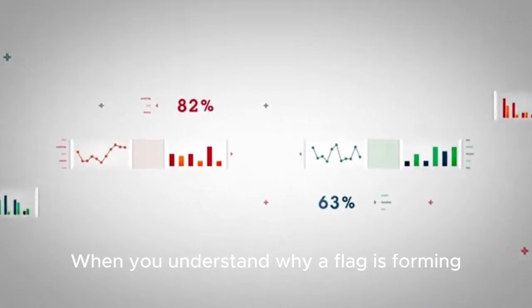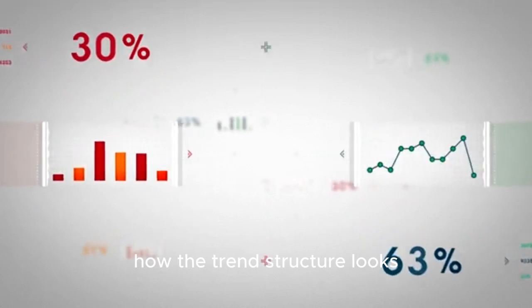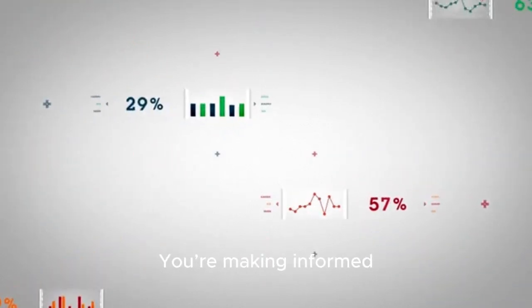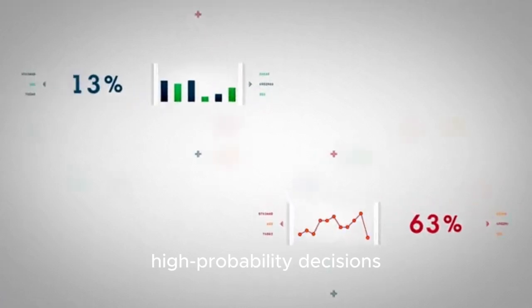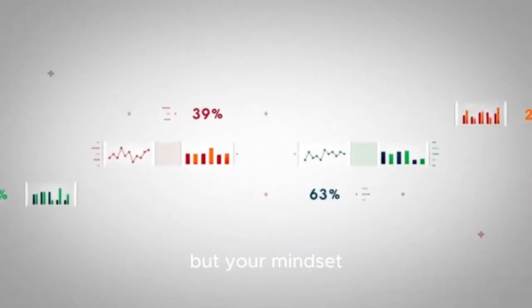When you understand why a flag is forming, where smart money is positioning, how the trend structure looks, and when momentum is returning, you're no longer guessing. You're making informed, high-probability decisions, and that transforms not just your results, but your mindset.